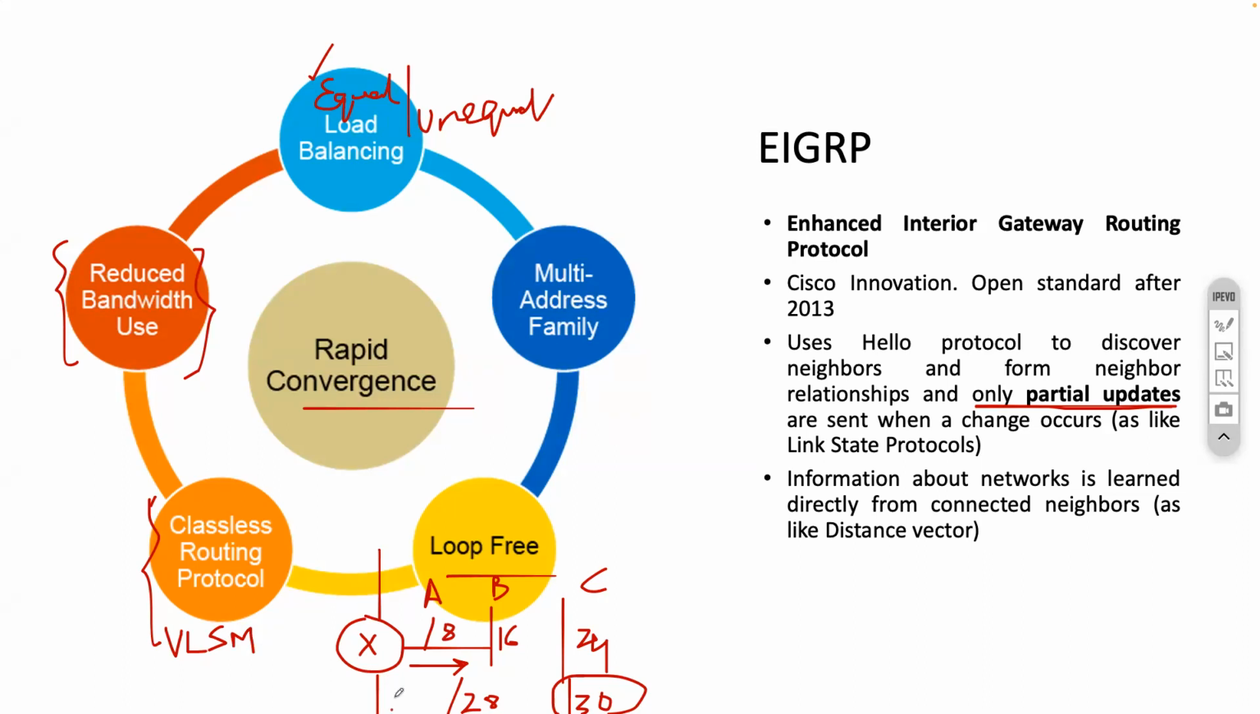Let's say these two interfaces both belong to the same class C IP address, but they both have /28 addresses. One of them you want to be part of EIGRP, the other one you do not want. You can easily specify the wildcard mask along with the network statement. While doing the lab, I'll show this to you. That's what it means, classless routing protocol, because it advertises the subnet mask also along with the advertisements.